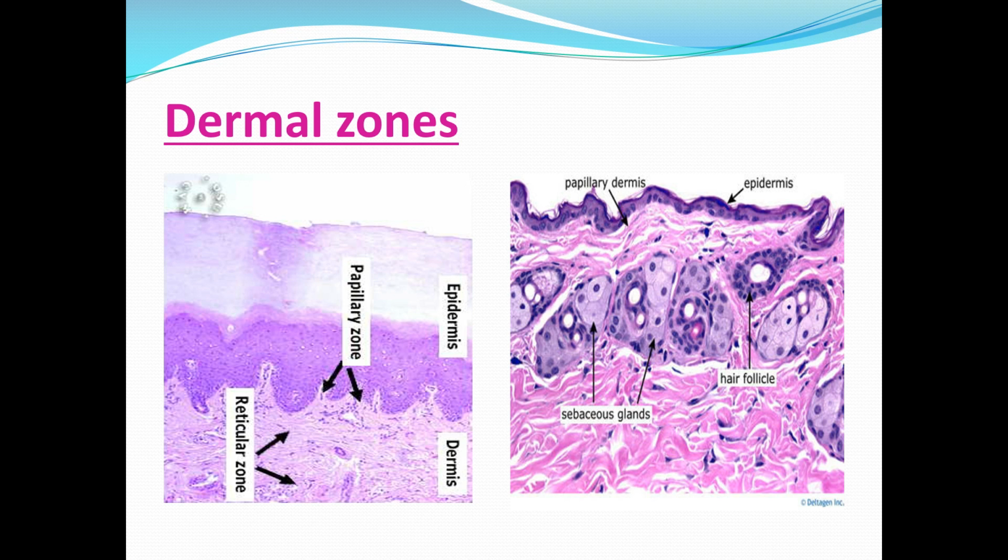Inside that is the reticular layer. The reticular layer of the dermis is thicker than the papillary layer, and it is less cellular. It consists of thick irregular bundles of type 1 collagen fibers and elastic fibers, while the papillary layer contains type 1 and type 3 collagen fibers.